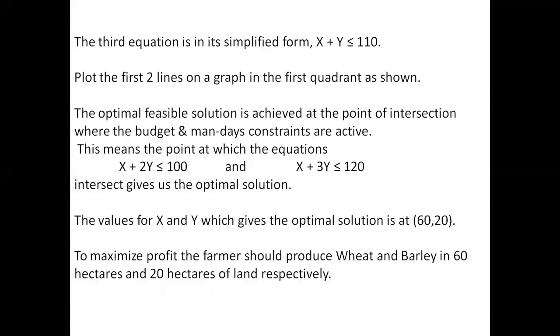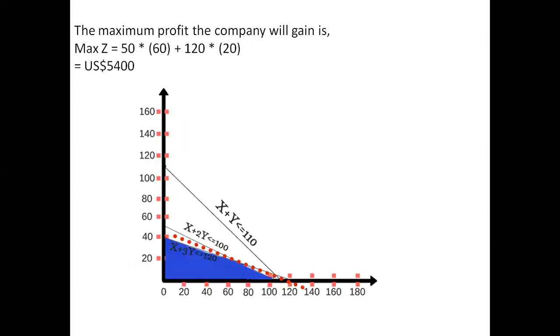How are we specifying it? Here the budget and labor constraints are very much active. It means the point at which the equations x plus 2y less than or equal to 100 and x plus 3y less than or equal to 120 intersect gives us the optimal solution.